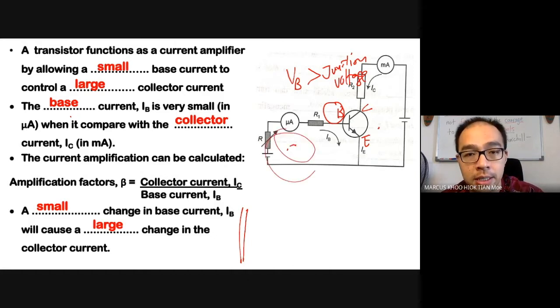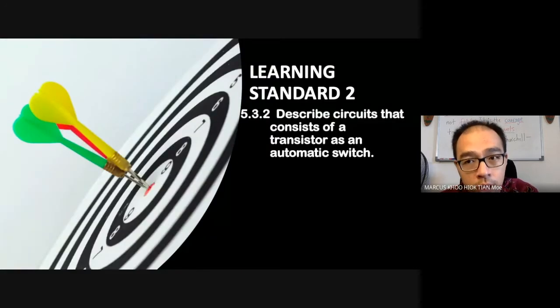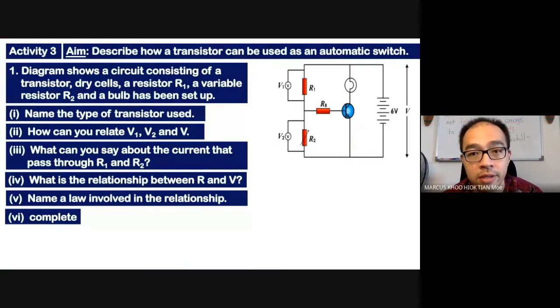In this case, this is an example of a very basic circuit, provided that you have two voltage sources. But usually, when we talk about an automatic switch, what we will see is a circuit where you only have one voltage source but two resistors. So you no longer have another voltage source at the back over there. This is what we want to look at today.